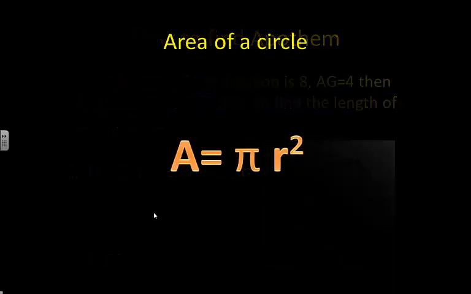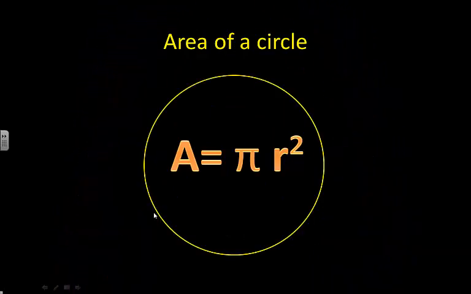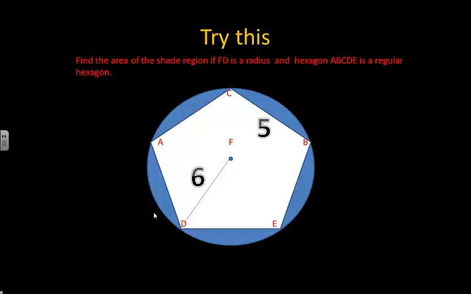Got it? We know the area of a circle is pi r squared. So if I want to find the area of the shaded region, if FD is a radius and hexagon ABCD is a regular hexagon, how can I find this? Well, first I have to find the area of the circle. So the area of the circle is pi r squared, so it's going to be 36 pi. So let's just put area of the circle equals 36 pi. Now, in order to find the area of the blue region, I have to subtract the area of the polygon from the area of the circle.